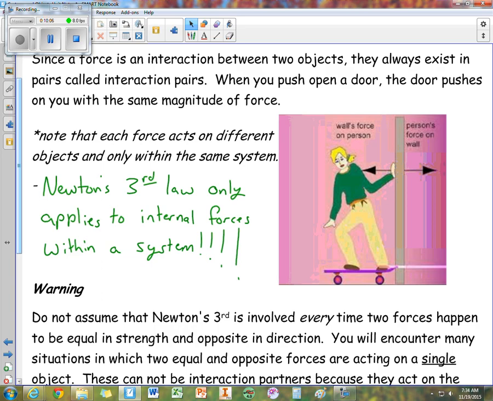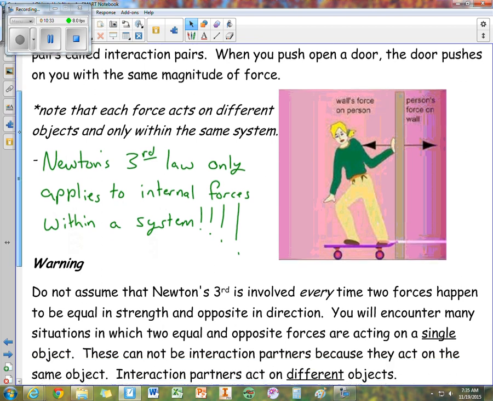Newton's third law only applies to internal forces within a system. So looking at this example here, we have a girl-wall system. As the girl applies a force on the wall, the wall will apply a force on the girl. So those are two forces within this girl-wall system.